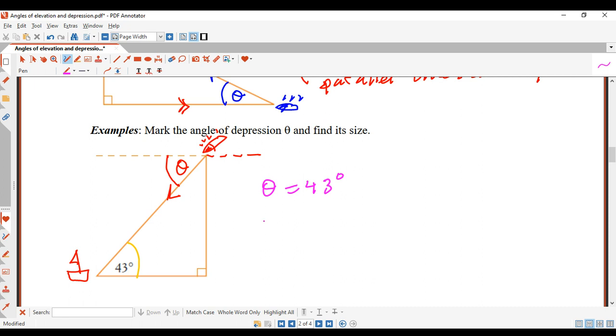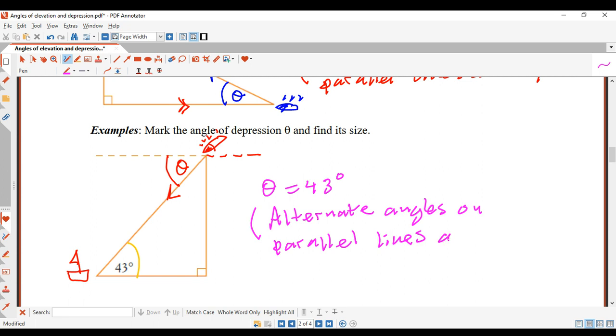Okay, and the reason being, same thing as before, alternate angles on parallel lines are equal. Then where are the parallel lines in this diagram? Well, let's use double arrows. This line here is parallel to this line here, which means these two alternate angles must be equal.